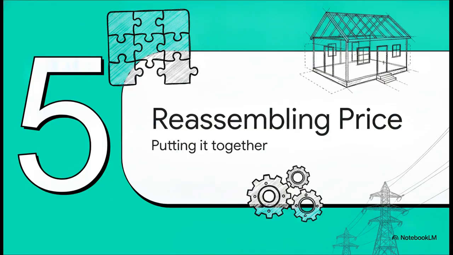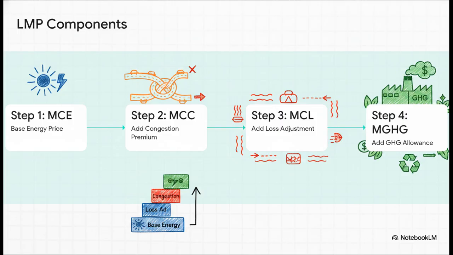Section 5. Reassembling the final price. Putting the pieces together. All right, we've successfully torn the formula apart. Now let's put the whole thing back together and see how these pieces stack up. Step 1. We start with our base energy price, the MCE, our perfect system-wide cost. Step 2. We add our congestion premium, the MCC, adjusting for all those grid traffic jams. Step 3. We add the loss adjustment, the MCL, literally paying for the heat lost to physical resistance. And finally, step 4, we tack on the GHG allowance, the MGHG, to cover the required environmental policy costs.